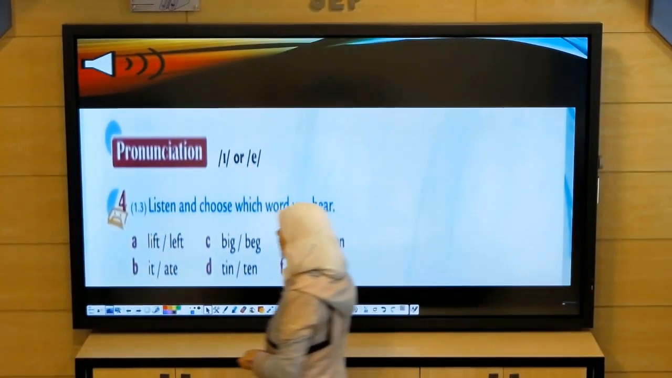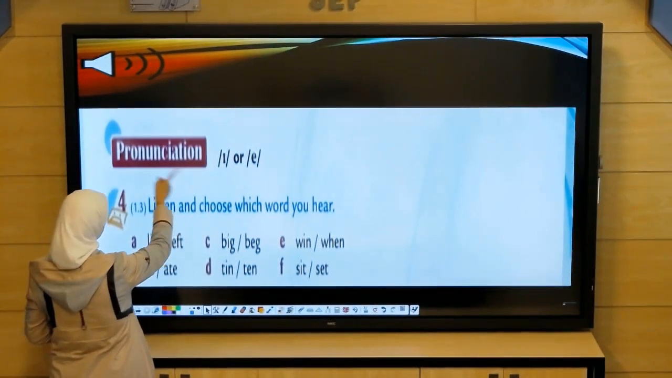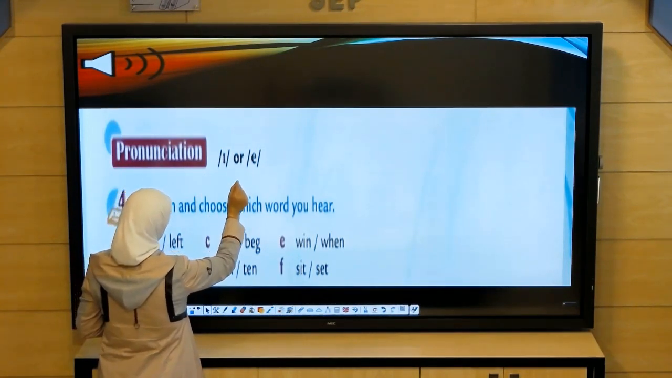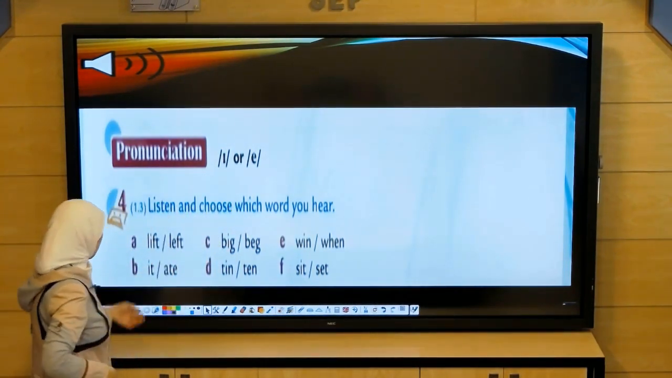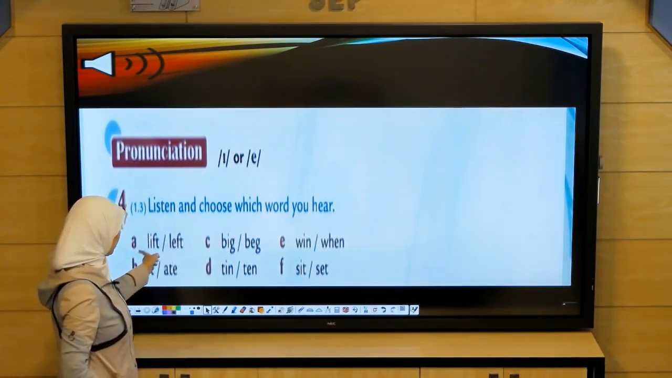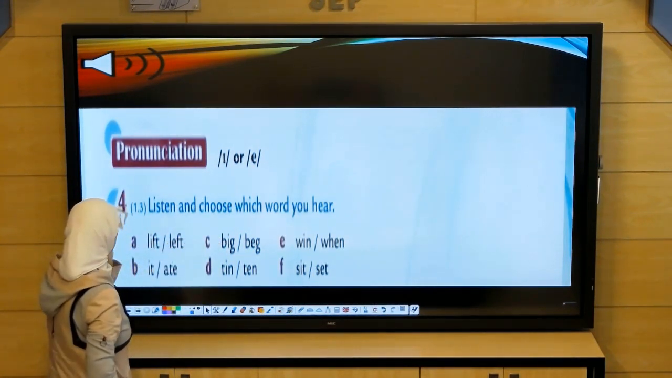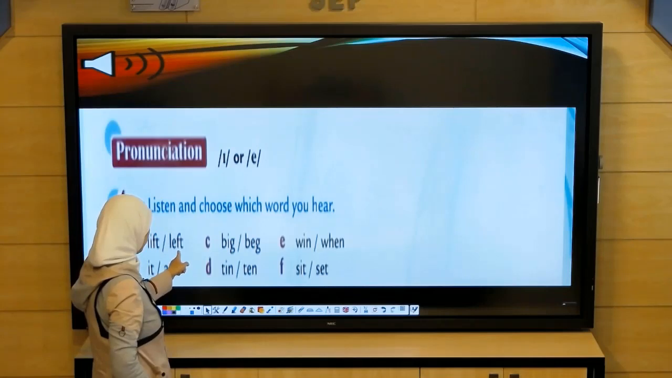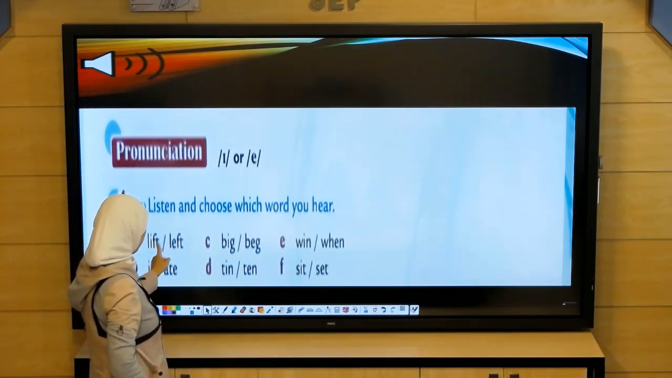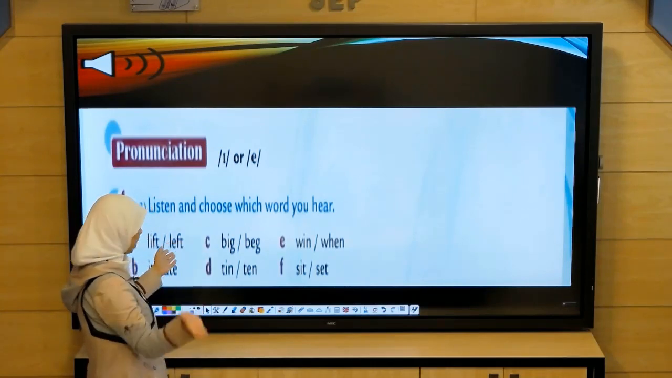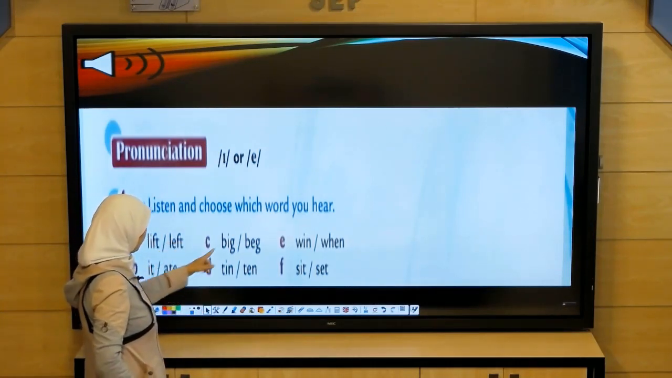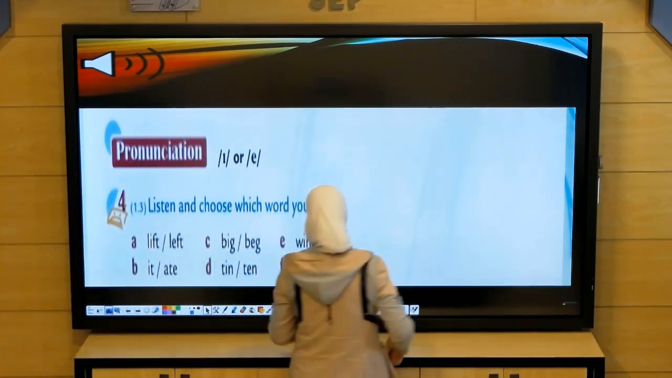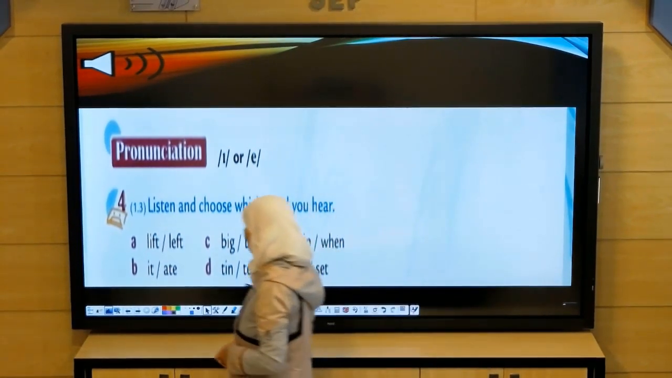Okay. At the end, here we have to learn some pronunciation and to differentiate between E and A. Before we listen, we must choose between these words. What is he spelling? Is he going to spell lift or left? Lift means elevator, and left is the opposite of right. Eat or ate, big or bag, thin or than, win or when, sit or set. Listen carefully and then we will choose the word.